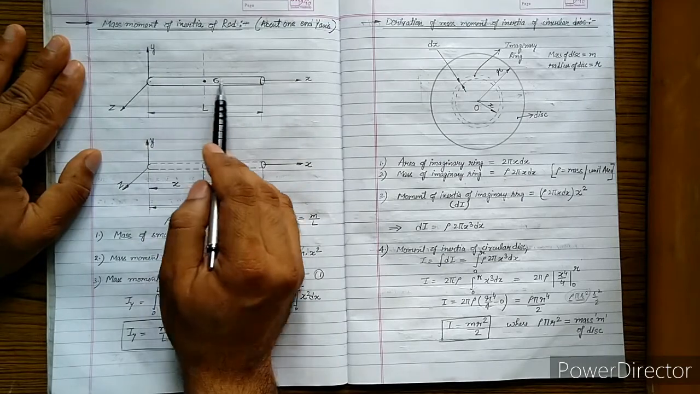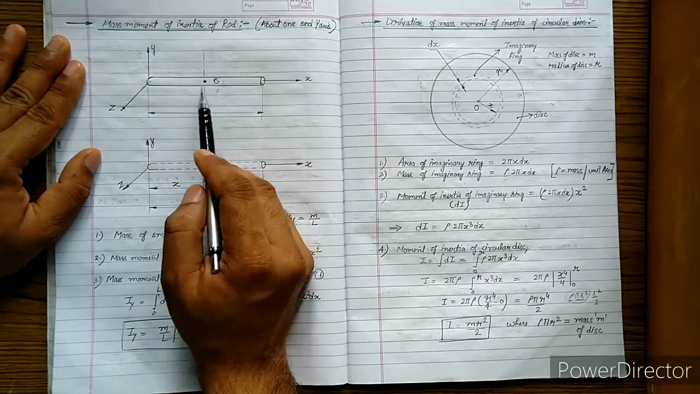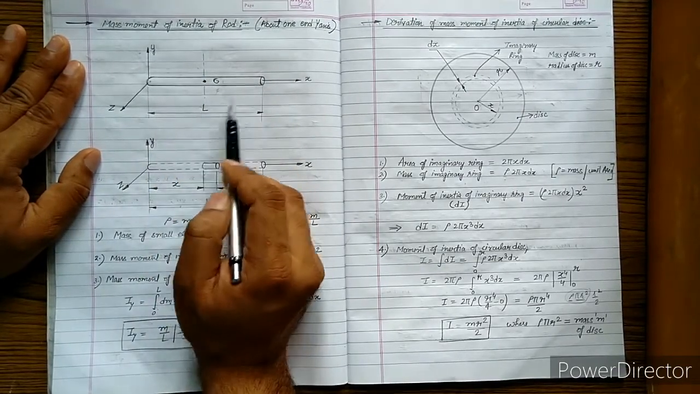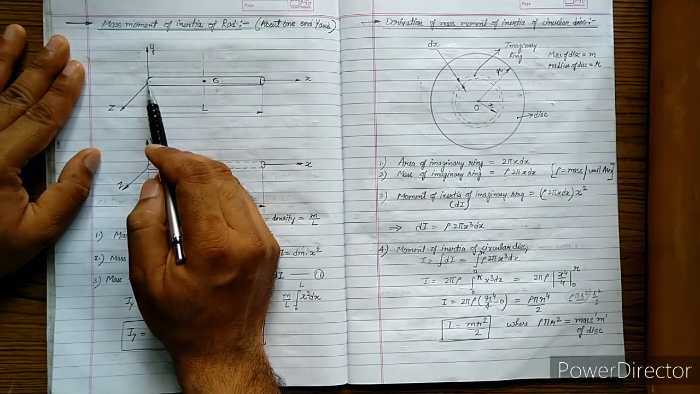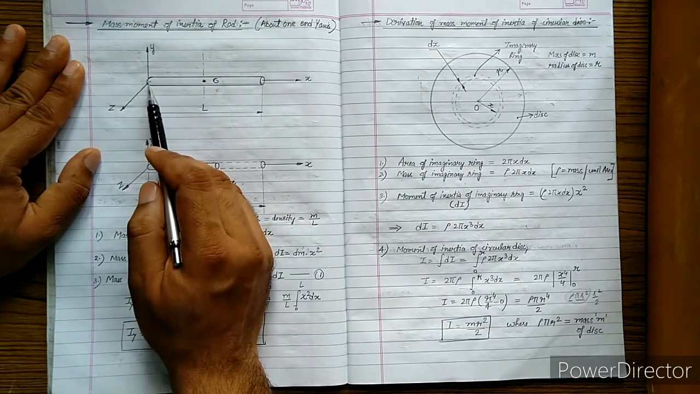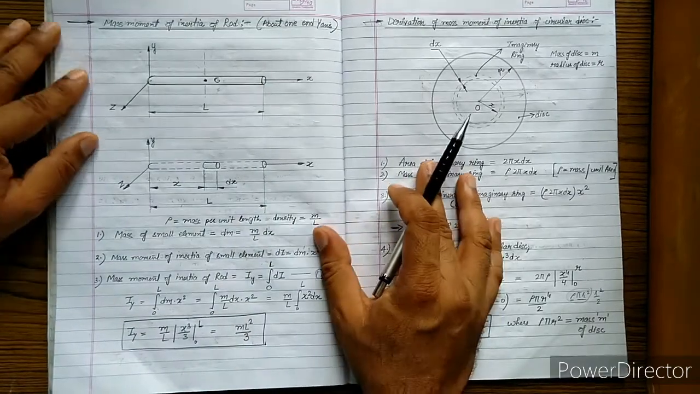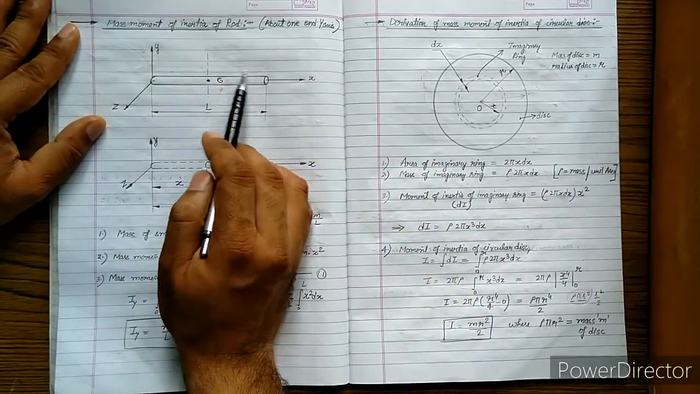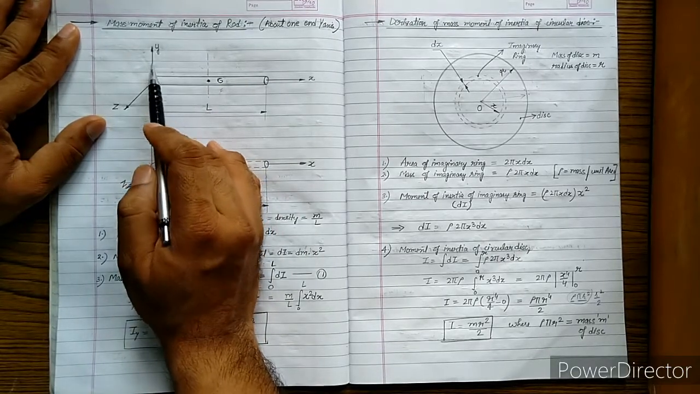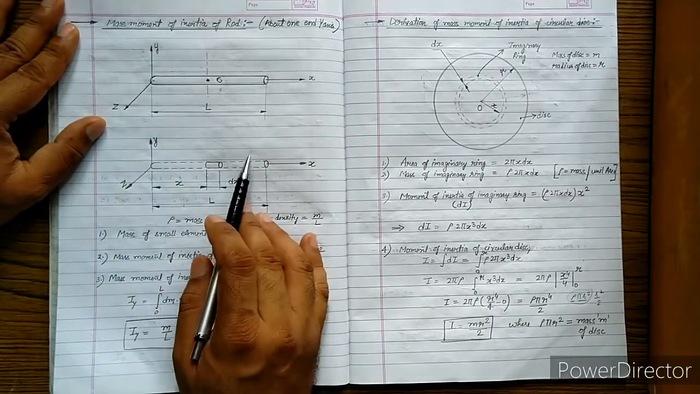So we are given one rod, circular rod, and its length is mentioned as L units, and three axes are shown. At this end, two axes are made, that is y-axis, z-axis, and x-axis. So, in order to find the mass moment of inertia of this particular rod about this particular axis, that is y-axis, let us see what is the procedure.